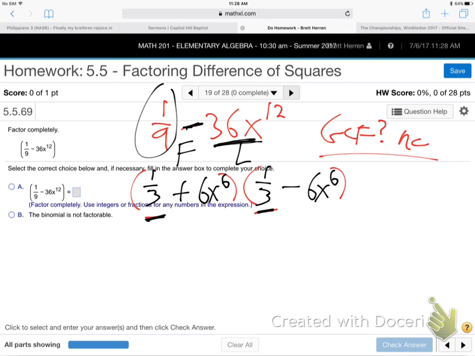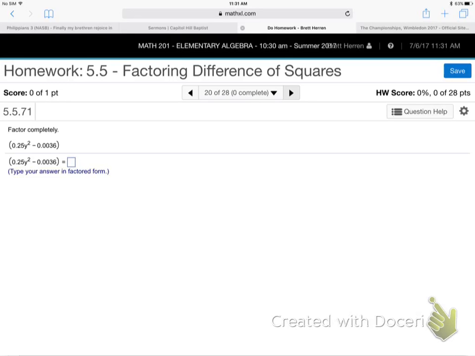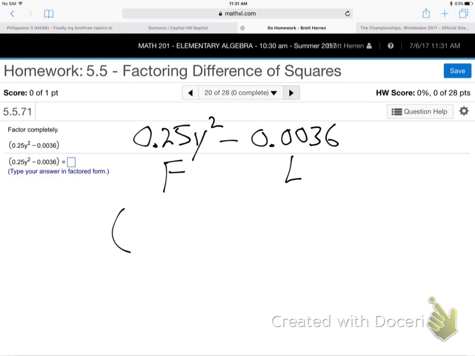All right, I'm going to move on. So we have 0.25y squared minus 0.0036. I would just, this is an FL. I would just go straight to the 2 parentheses, and you're looking for two numbers that multiply to be 0.25.